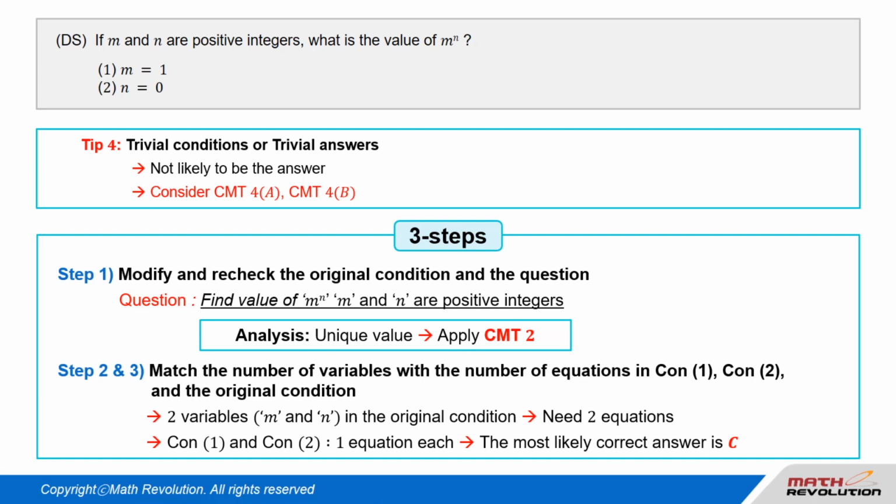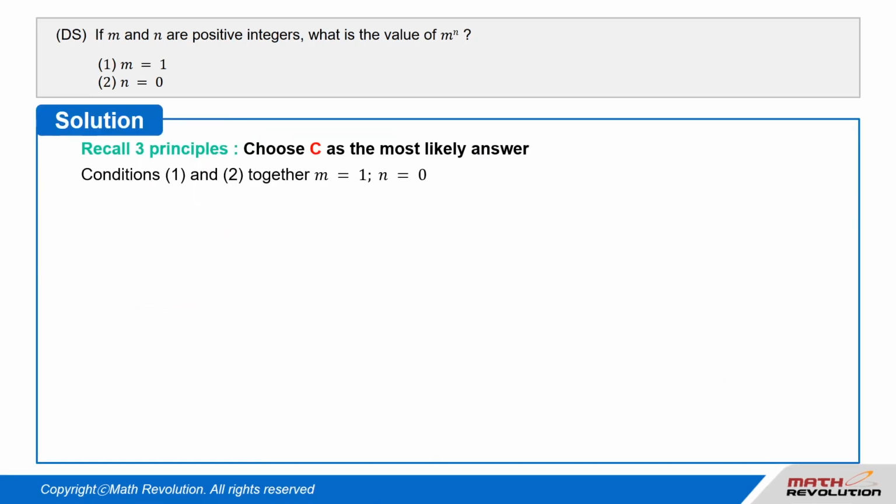People who made this question are not fools. They are tricking you into choosing C. You need to be careful. Recall 3 principles and choose C as the most likely answer.